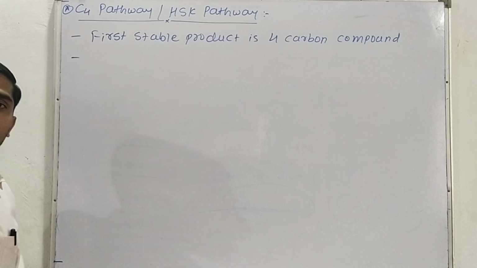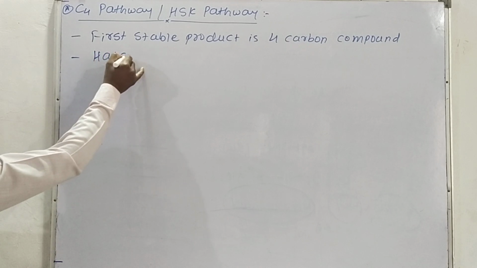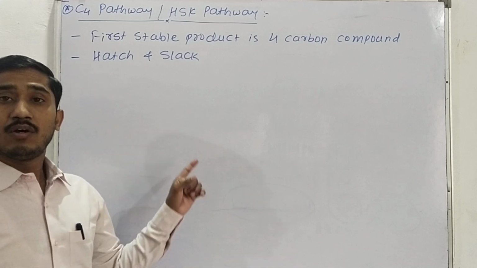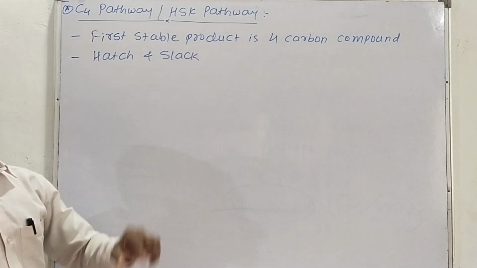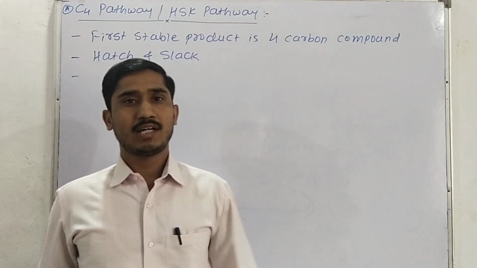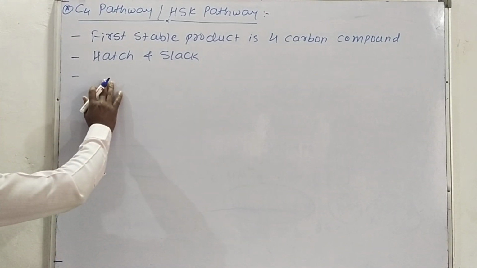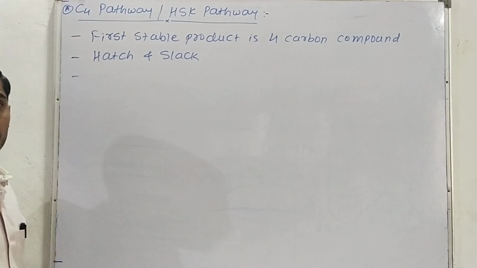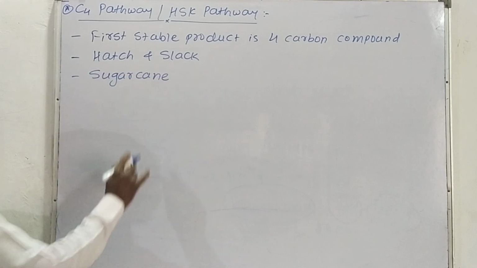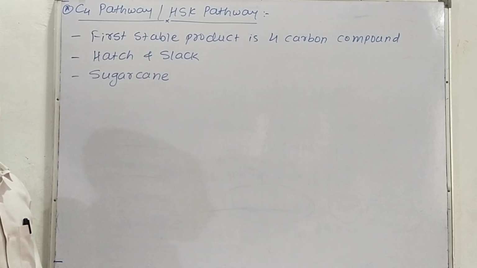The second reason why this pathway is called the HSK pathway is that two scientists, Hatch and Slack, found this pathway. That's why we call it the HSK pathway. And like in the C3 pathway, where research was carried out on Chlorella algae, in the C4 pathway research was carried out on the plant sugarcane. Okay, so this is the basic information about the C4 pathway.